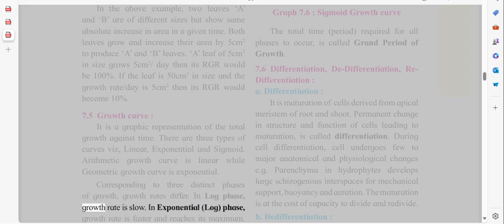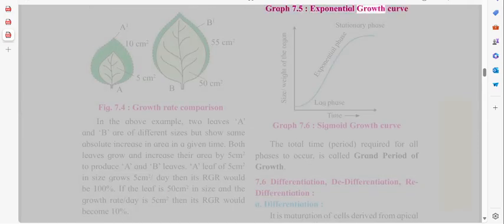Corresponding to three distinct phases of growth, growth rates differ. In the lag phase, growth rate is slow. In the exponential, log, phase, growth rate is faster and reaches its maximum. In the stationary phase, growth rate gradually slows down. When a graph of rate of growth against time is plotted for the three phases of growth, an S-shaped, i.e. sigmoid curve is obtained.